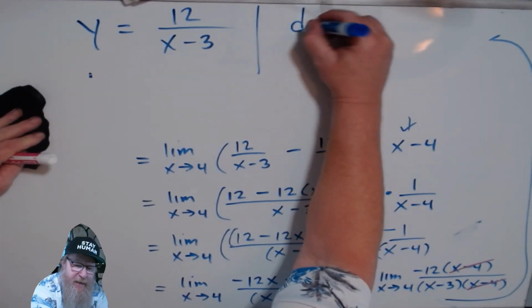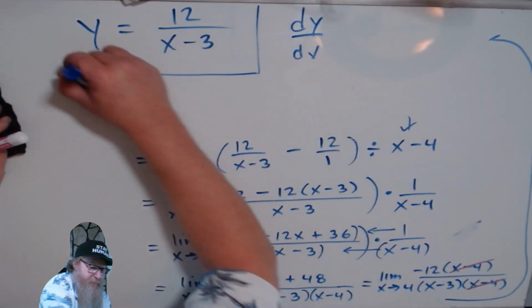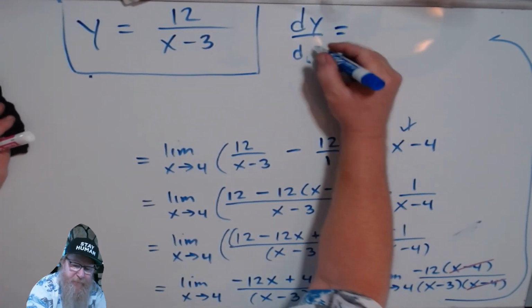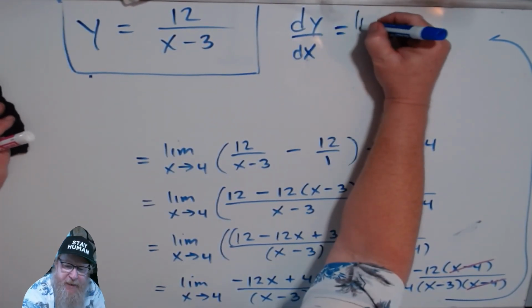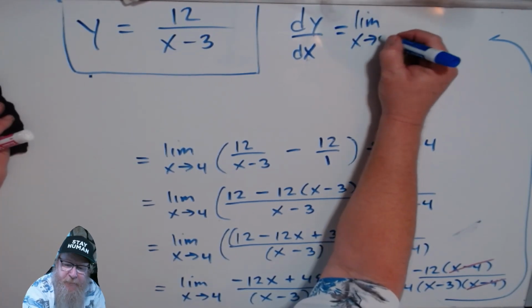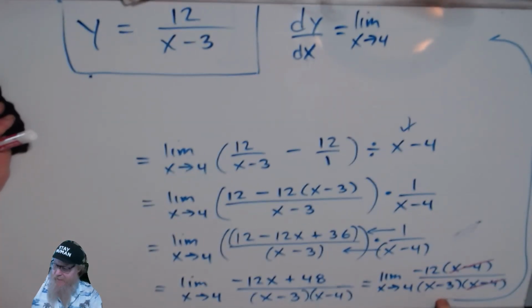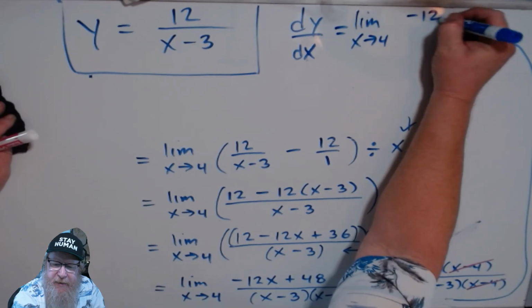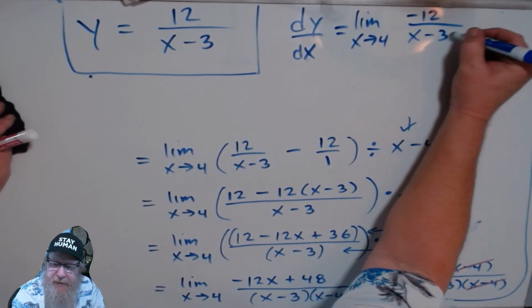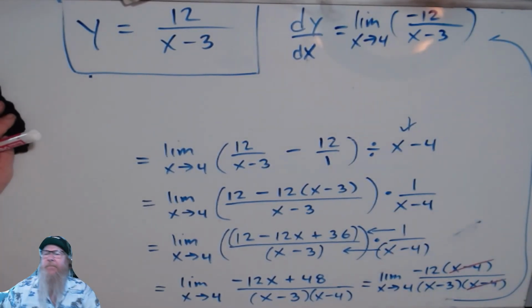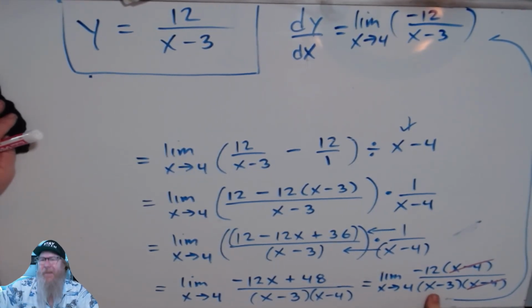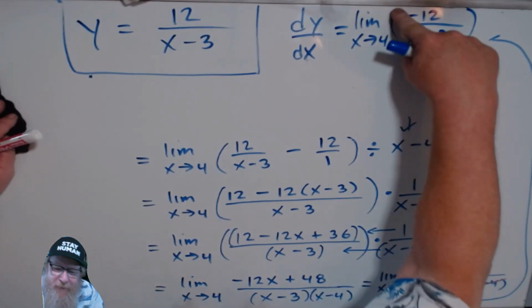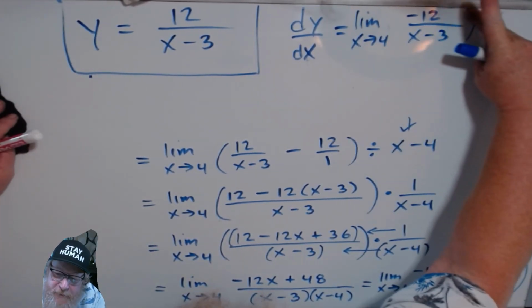So dy/dx, the derivative of y with respect to x, is the limit as x approaches 4. I'm just going to copy all this down. Negative 12 over x minus 3. Parentheses are optional. I could put them on the bottom, or I could just get rid of them altogether. They don't really matter at this point.